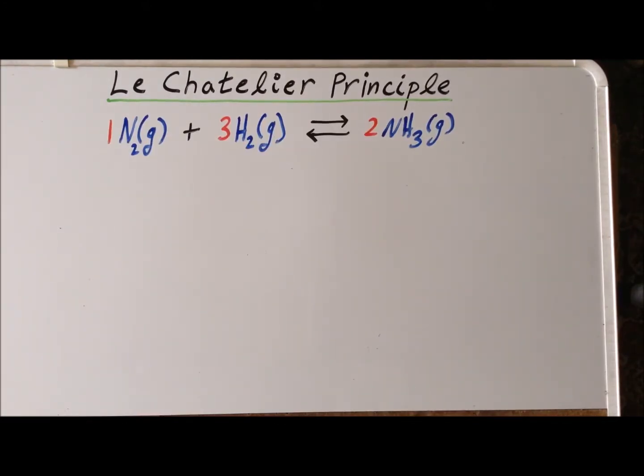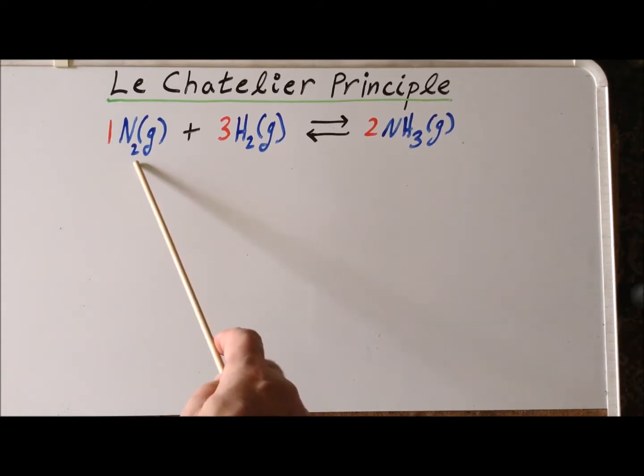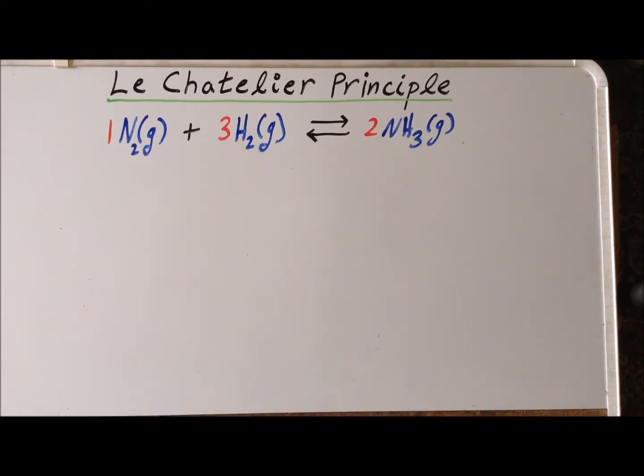For the remainder of the video, we are going to concentrate on a specific reaction. In this case, this is the so-called Haber process, where 1 mole of nitrogen gas reacts with 3 moles of hydrogen to form 2 moles of ammonia. For this specific case, we are going to see how various stresses to the system are accommodated by the system, and how we can illustrate Le Chatelier's principle for this specific reaction.